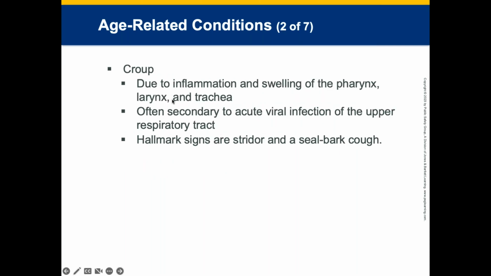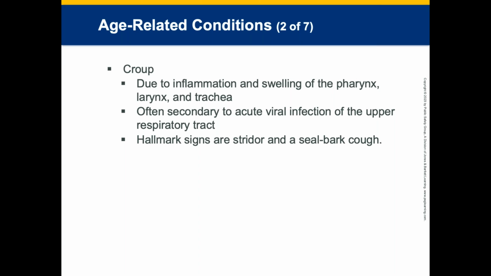Croup, which is inflammation and swelling of the pharynx, larynx, and trachea, which is secondary to an acute viral infection of the respiratory tract. Very typical in children ages 6 months to 3 years. However, I've seen it in 10-year-olds before too. Easily passed between child to child, which usually starts with a cold or a cough or a low-grade fever that develops over the course of 2 days.